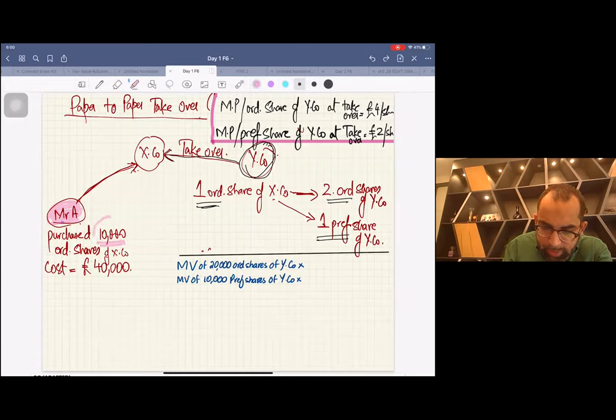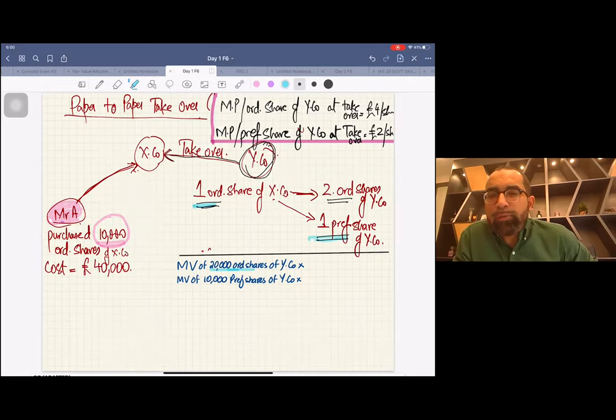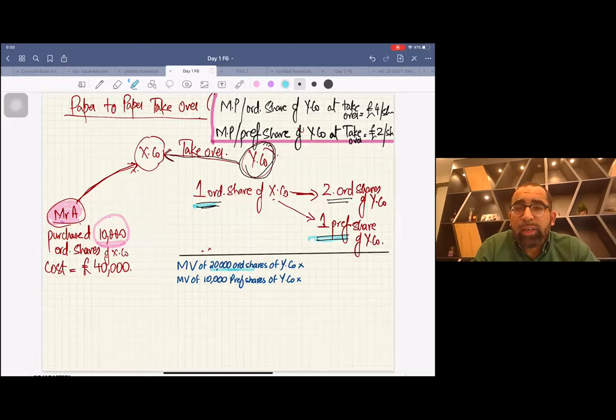Mr. A already had 10,000 ordinary shares. So double of 10,000 is 20,000. So Mr. A received 20,000 ordinary shares of Y company. And what is the deal for preference? It's one for one. So Mr. A received 10,000 preference shares of Y company, right? Okay. Now, just listen. We need to do one thing.